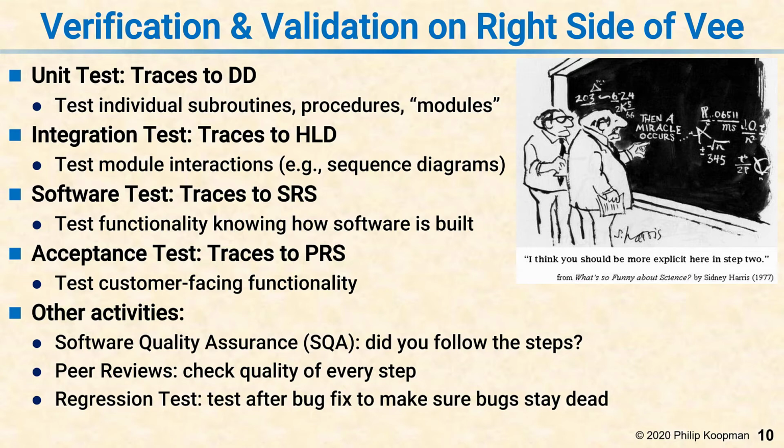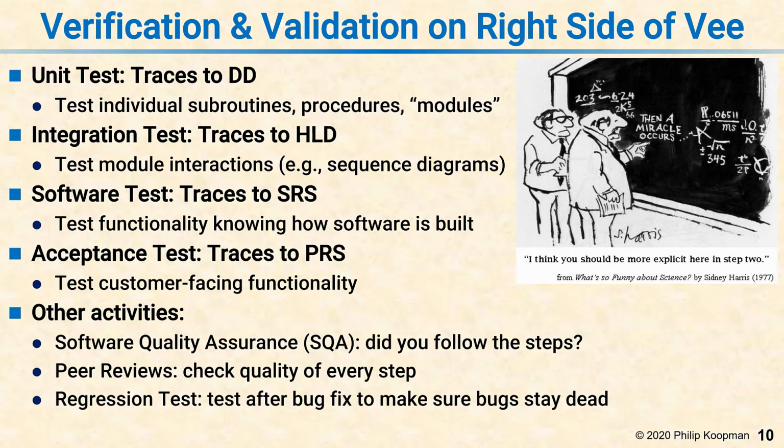One is software quality assurance, which is, did you actually follow the steps? Did you follow the process? Or did you skip steps? Or do you have systematic quality problems? Another one is peer reviews, because every work product is supposed to get peer reviewed, so that's sort of implicit in all the arrows. And the last one you hear about is regression test.